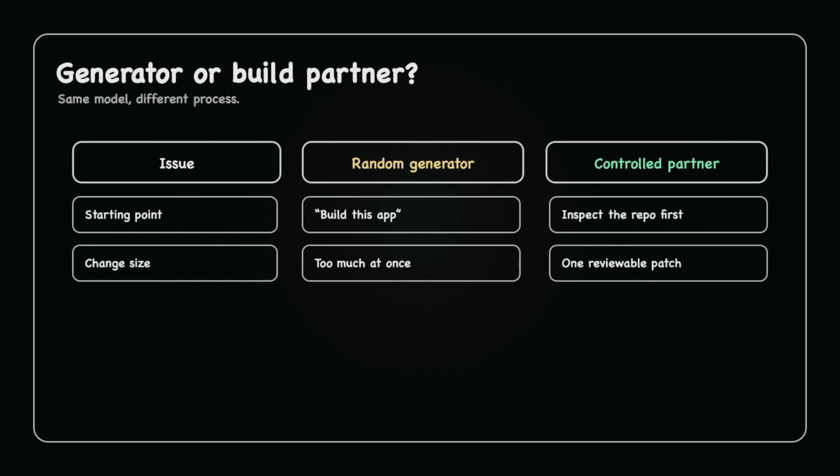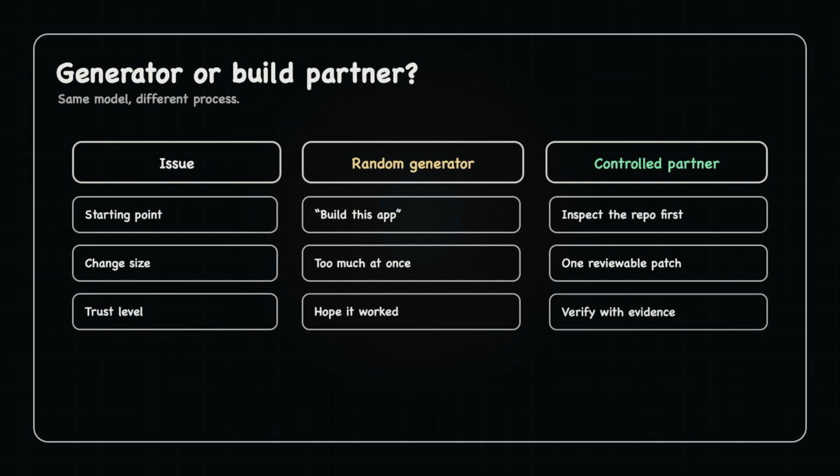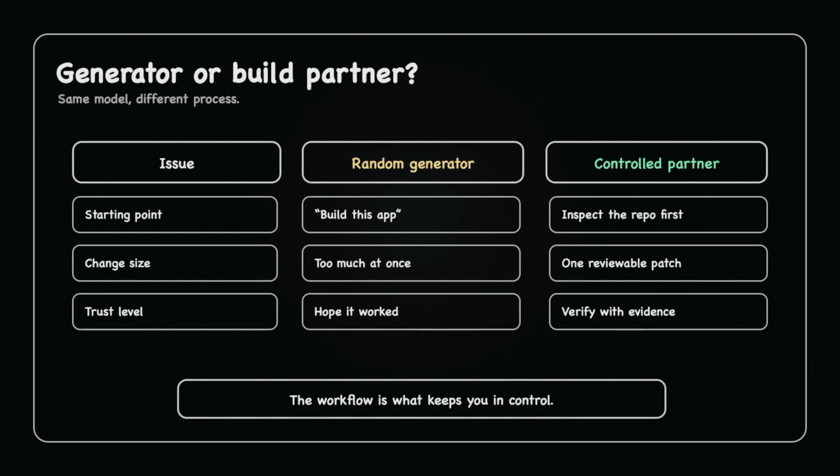The mistake a lot of people make is that they jump straight to build this app or fix this problem without giving the agent a clean process. That can work for small tasks, but it breaks down quickly on real projects. For a serious build, you want Codex to understand the repo first, explain the plan, make a focused change, verify the result, and then report back in a way that you can review.